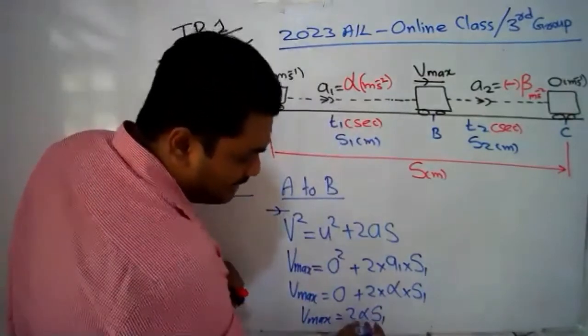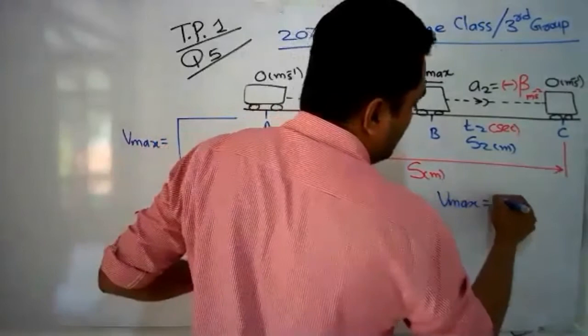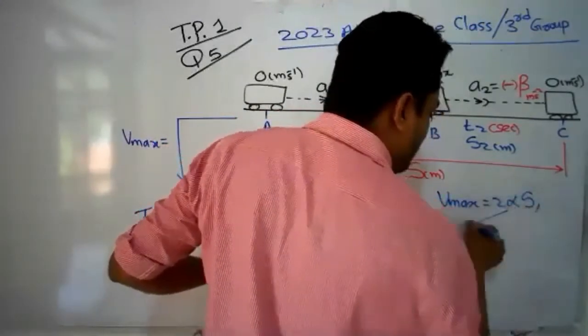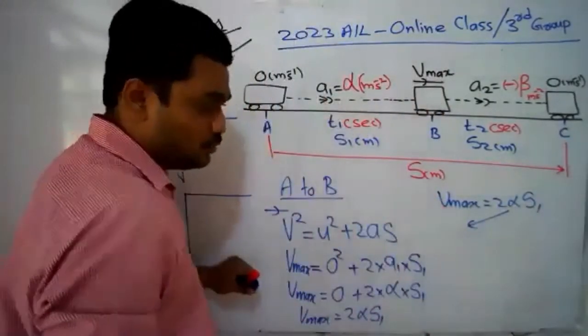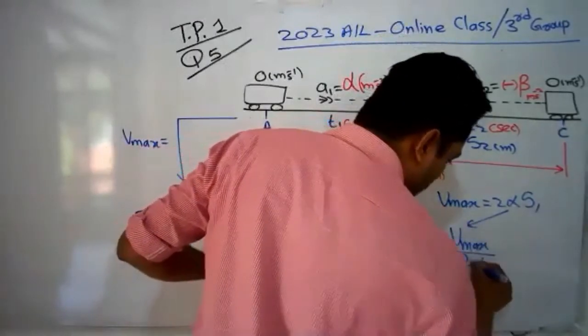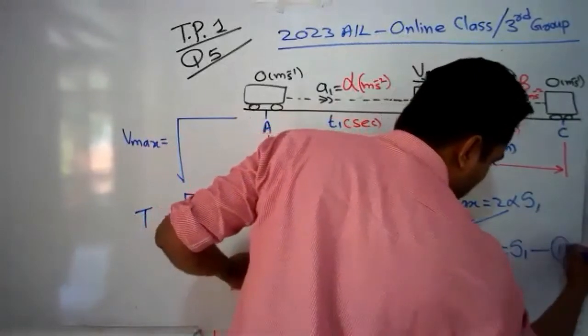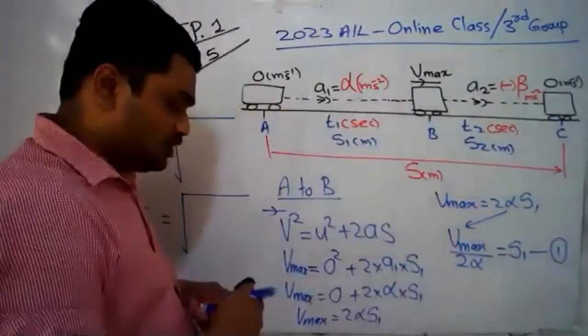Next, I'll take this 2 alpha term to this side. Vmax square equals 2 alpha times S1. I'll take 2 alpha to the other side by cross multiplication. Then we will get Vmax square over 2 alpha equals S1. Please mark this as the first equation.